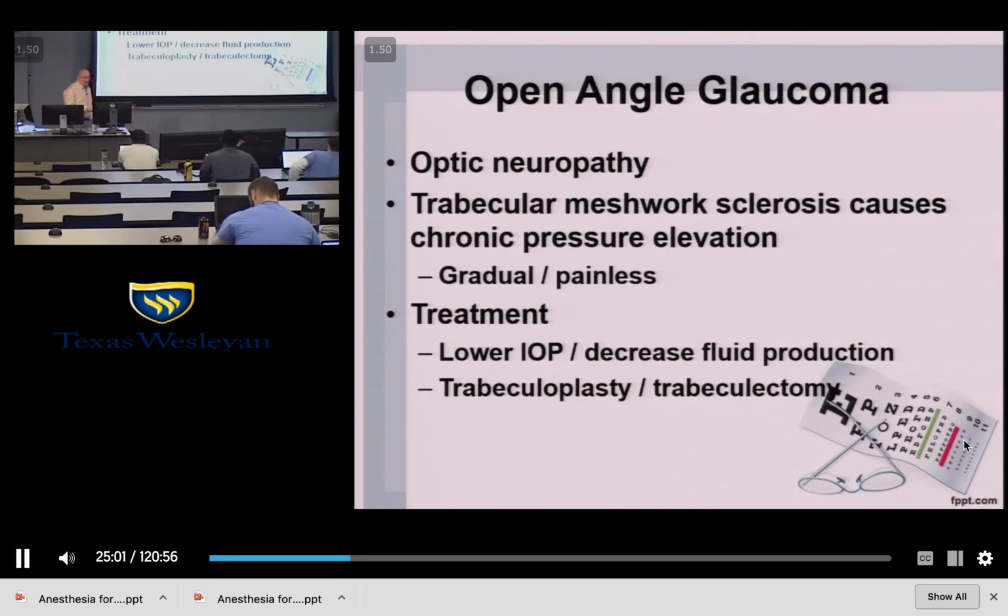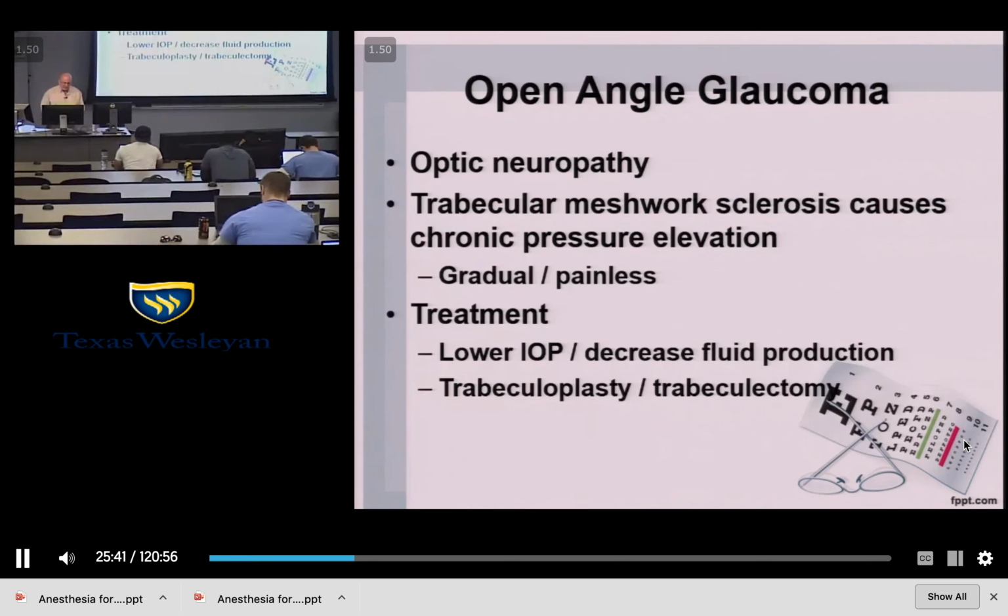Let's talk about open angle glaucoma. This is the chronic glaucoma that your patients come to you with, or elevated intraocular pressures. This is the absolute most common. Remember that the primary determinant of intraocular pressure is the resistance in the trabecular meshwork. Well, this tells you that trabecular meshwork sclerosis is what causes that chronic pressure elevation. This is a gradual elevation and painless. The patients don't feel this because it's painless, all right?